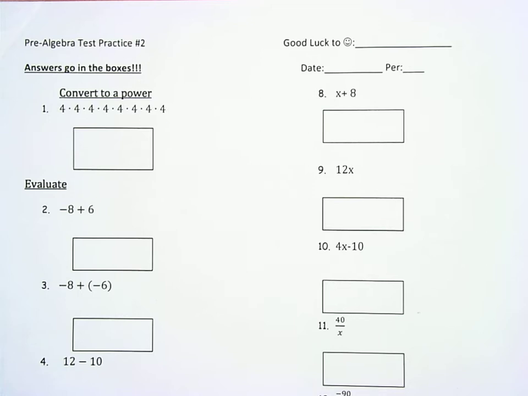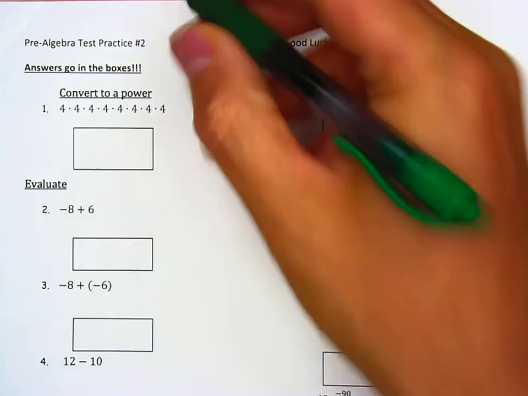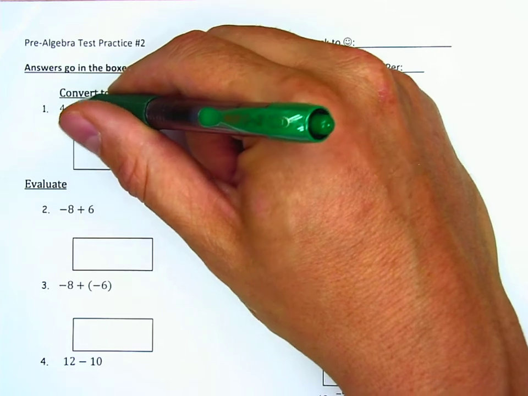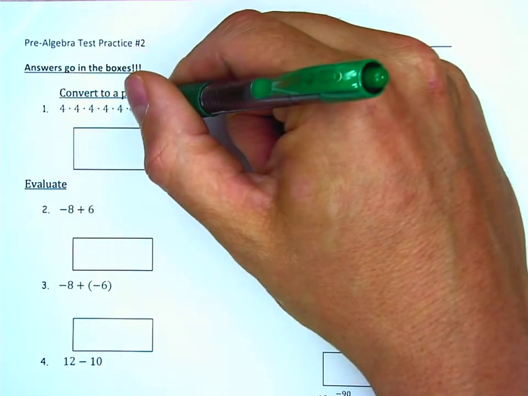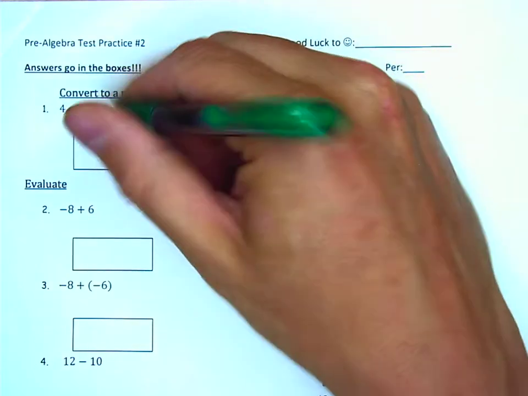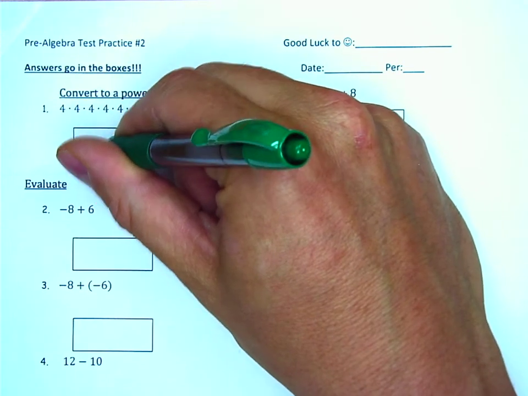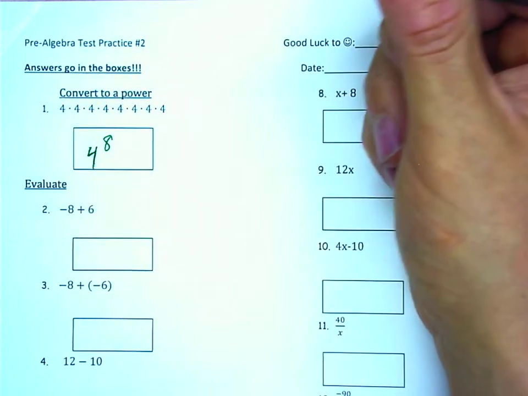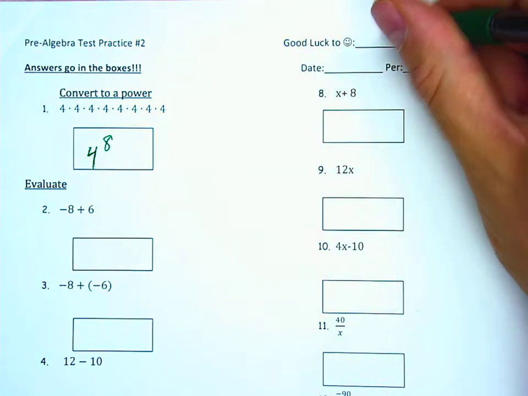Let's begin. Question 1, convert to a power. So I count the number of 4s here: 1, 2, 3, 4, 5, 6, 7, 8 4s. So this is 4 to the 8th power. I'm not asking you to evaluate this particular question. I'm asking you to convert to a power. So that will be 4 to the 8th.